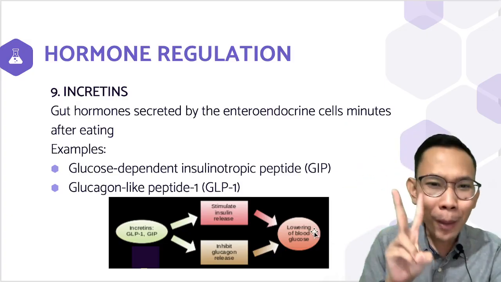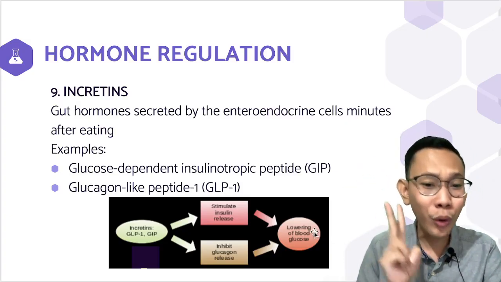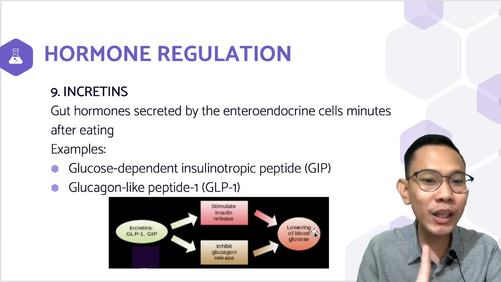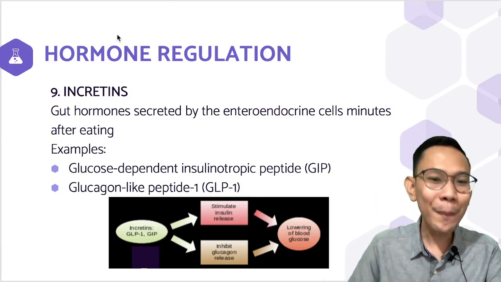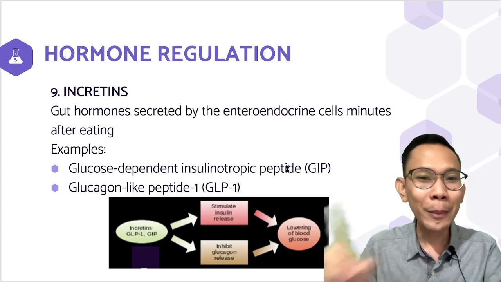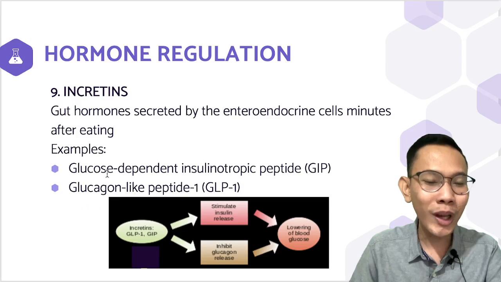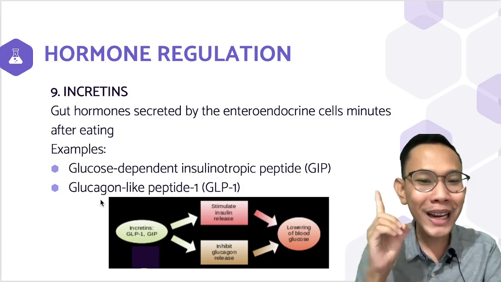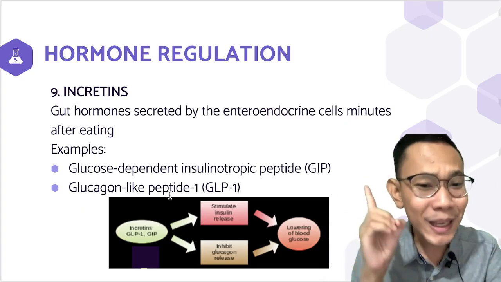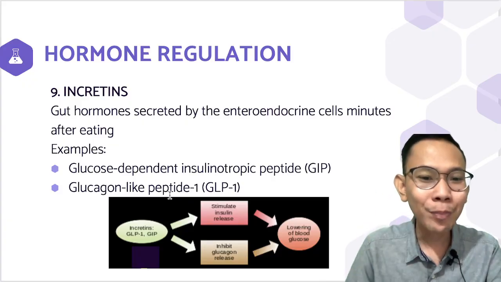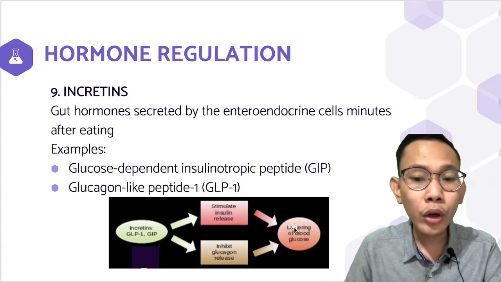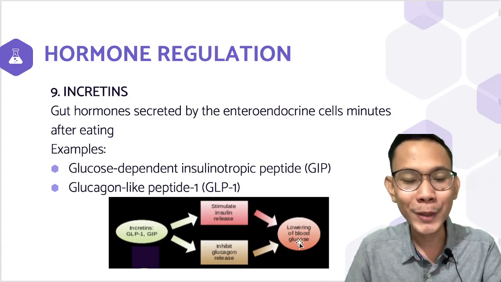So in short, dalawa pa lang alam natin na hormones that will cause a lowering of your blood glucose. This is your insulin and your incretin. Example of your incretin, glucose-dependent insulinotropic peptide. But then again, may pangalan na glucagon. Wag malito ha, wag malito. Tinawag siyang glucagon-like peptide, but the action is not similar to glucagon. Remember that glucagon-like peptide is an incretin, therefore, it will cause lowering of your blood glucose.